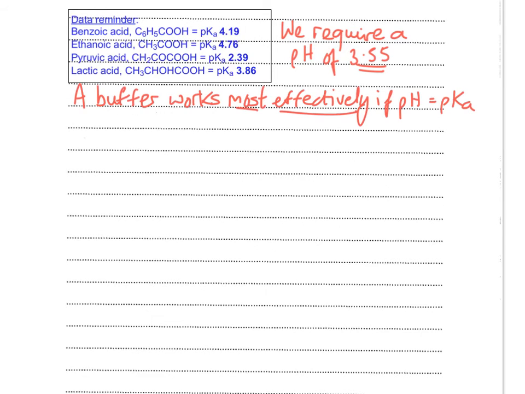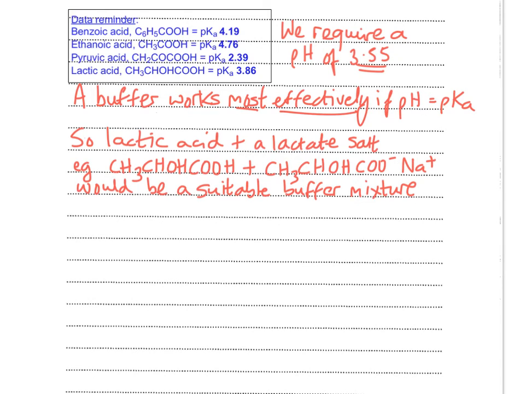So just giving you a quick data reminder to save us going back in the clip to try and find the data from the sheet. And just reminding you that we need a pH of 3.55. Also remembering the buffer works most effectively if the pH is equal to the pKa. The closest pKa value that will give you a pH of 3.55 is lactic acid. So we're looking at something like lactic acid and a suitable lactate salt. For example, lactic acid and sodium lactate would be good examples for our buffer mixture.